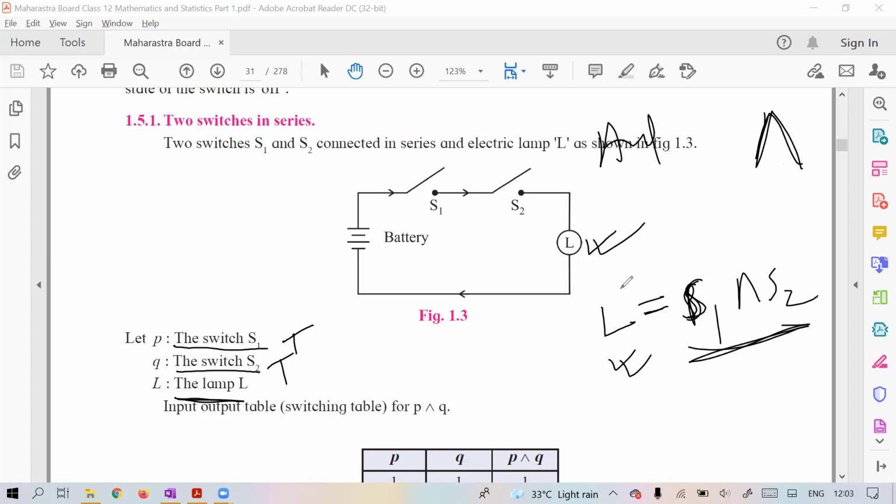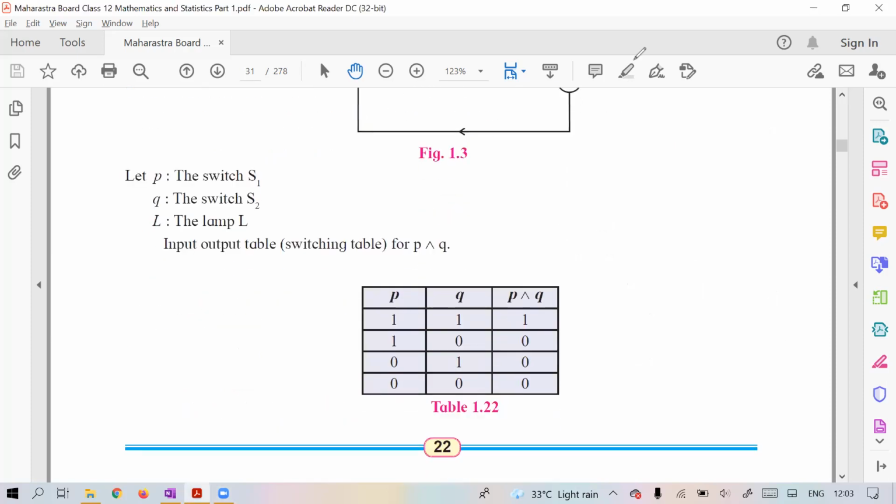So S1 and S2. You can say the input output table for this is P and Q, the same truth table as you made for P and Q. You can simply see that if P is on and Q is on, then the light will work, or will be on. If one or both are off, the light will be off. So this is a simple AND gate.